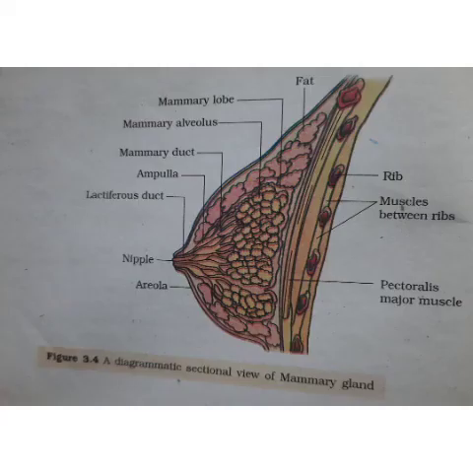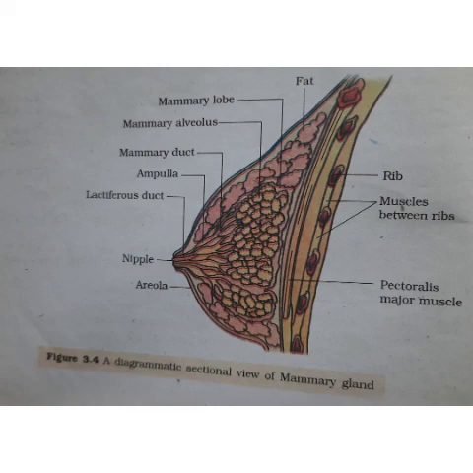Let us see the diagram of the mammary gland in the NCERT book. So here you can see the mammary lobe is present, right? Below that you can see the mammary alveolus. These mammary alveoli together form mammary tubules. Then these tubules together form the mammary duct, and the ducts together form the ampulla, and the ampulla forms the lactiferous duct, and this lactiferous duct opens in the nipple. So you can see the structure here.